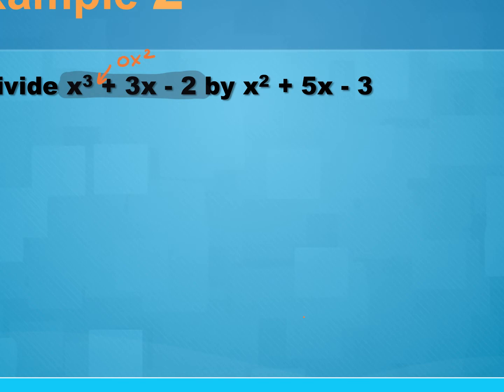Then I look at what I'm dividing by. Are they in order? Yes. Am I missing a term? No. So I'm writing my dividend, x to the third plus 0x squared plus 3x minus 2, divided by my divisor, x squared plus 5x minus 3.